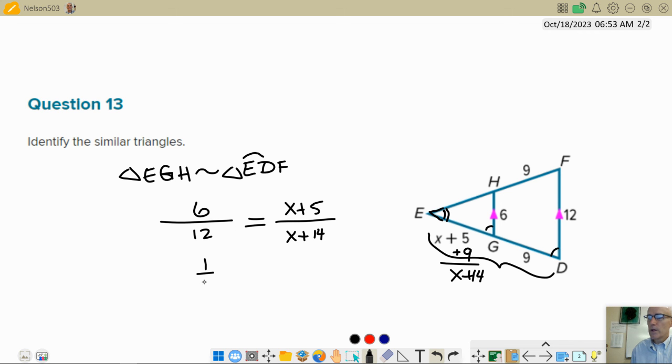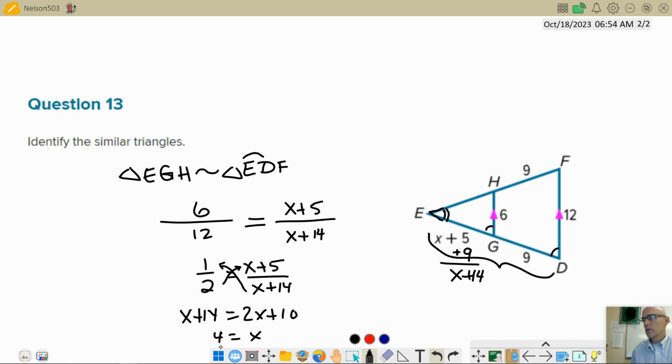Anyways, we get a ratio of 1 to 2, right? 6 to 12 reduces down to 1 to 2. So deal with the 1 to 2 instead of the 6 to 12. And we cross multiply. We get 2x plus 10. We get x plus 14, right? When I multiply like that, and I subtract my x, I subtract the 10, and I get x equals 4.